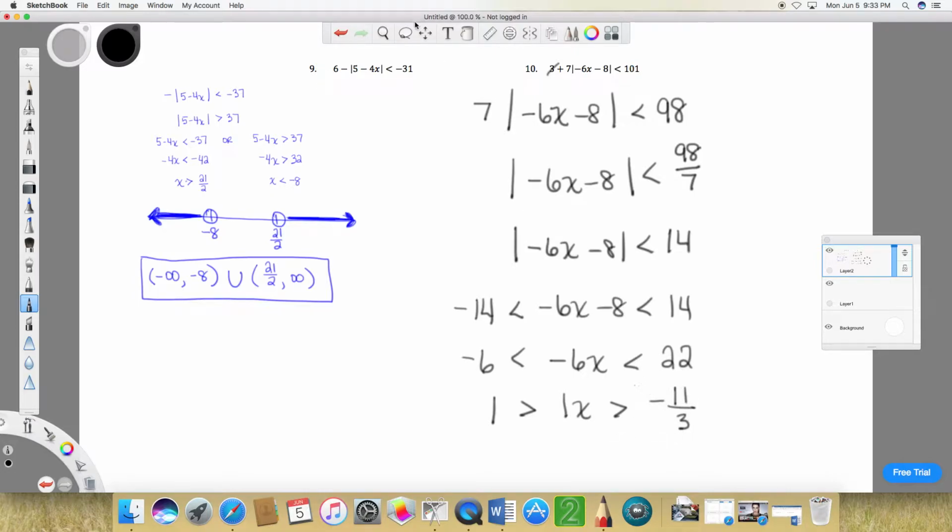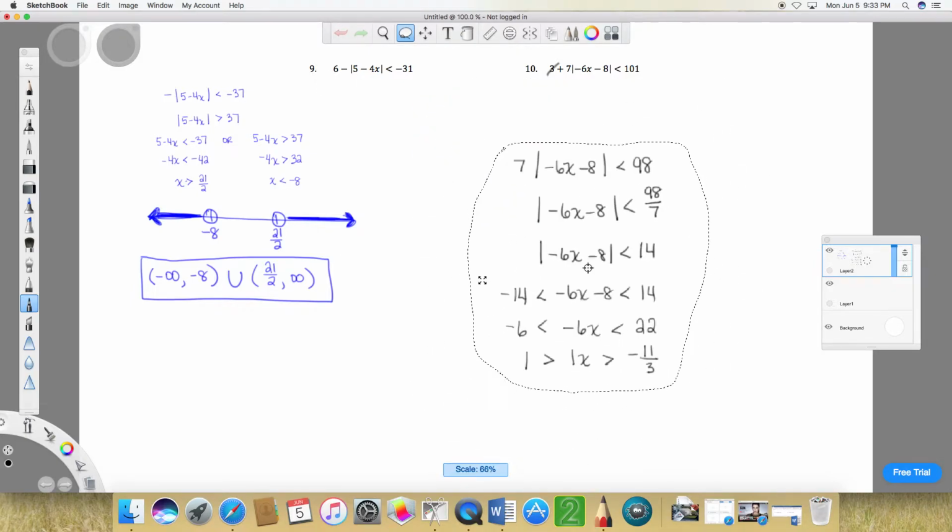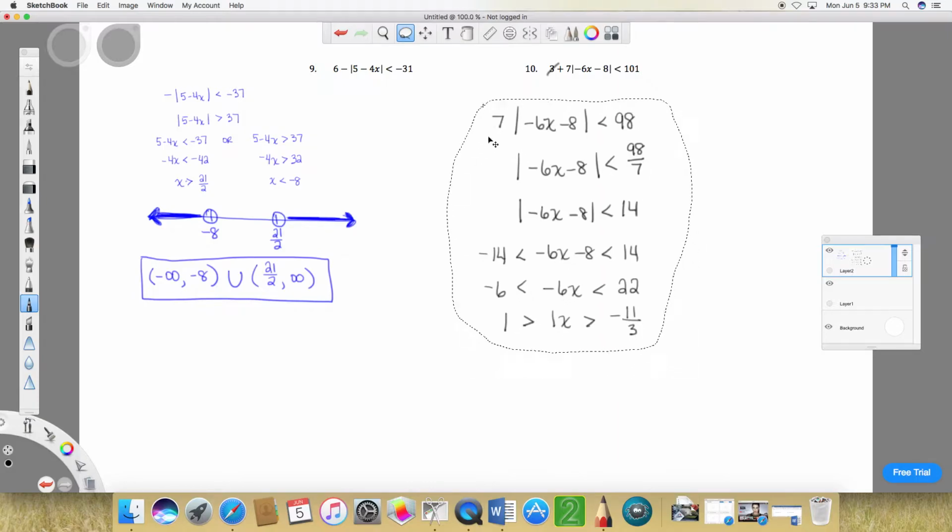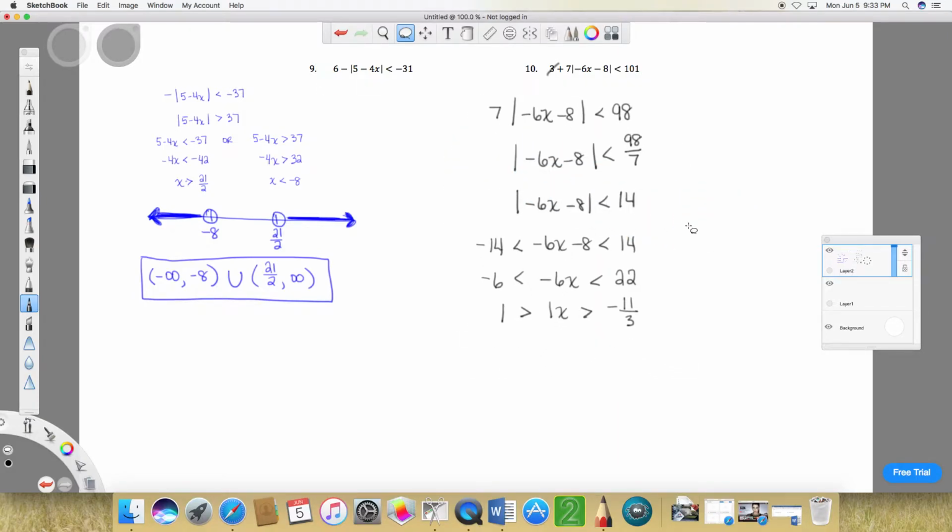So this is our solution, but they want us to write it in interval notation. And I find it easier to graph on a number line if I have the arrows pointing to the left, if I have the smaller number on the left and the larger number on the right. So I'm going to rewrite this as negative 11 over 3. The arrow is pointing towards the number, and it's still pointing towards the number. This arrow is pointing towards x. It's still pointing towards x.